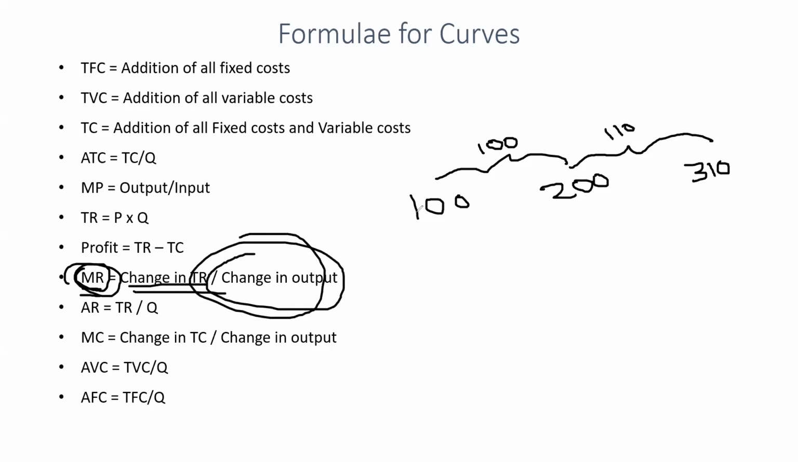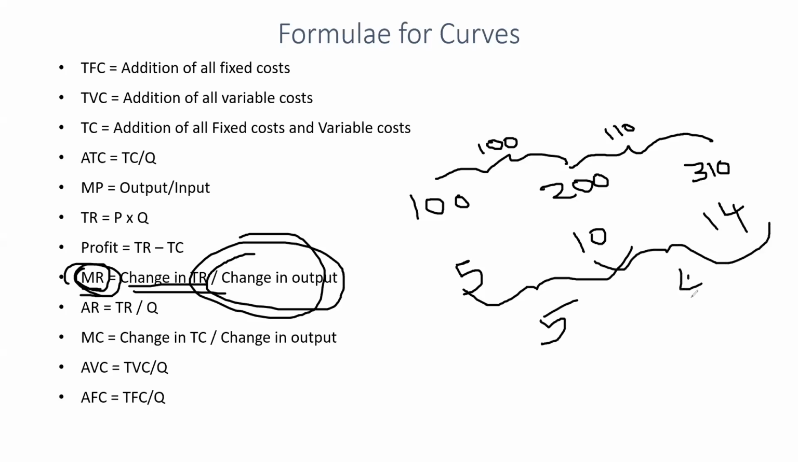So let's say I earned 100 by selling 5 dishes. I earned 200 by selling 10 dishes, and then I earned 310 by selling 14 dishes. So it is the change in total revenue here divided by the change in output. By how much did my output change? It changed by 5. And here, how much did my output change? It changed by 4.